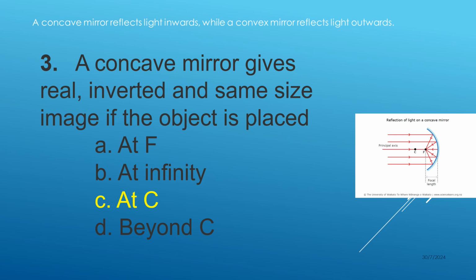The main difference between concave and convex mirror: a concave mirror reflects light inward. In this picture you can also see the shape. Concave mirror is inward and convex mirror is outward. So at C the concave mirror gives a real and same size image if the object is placed there.